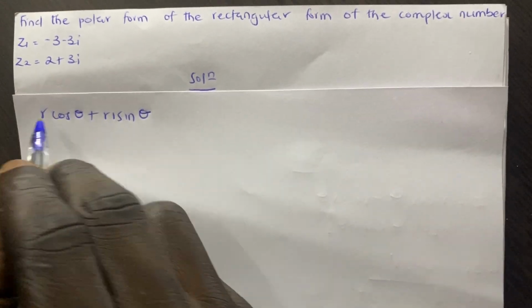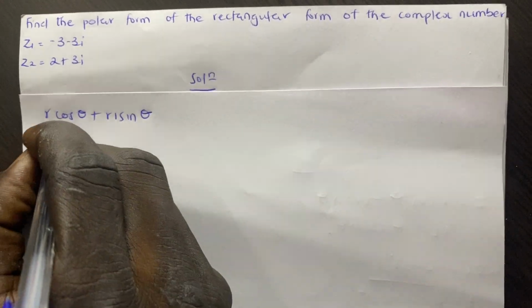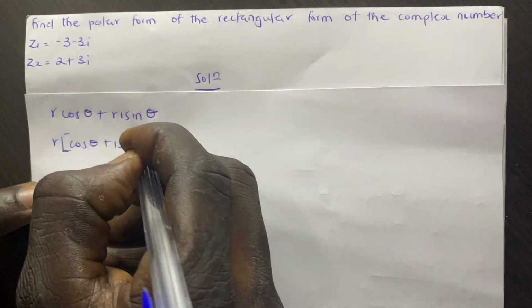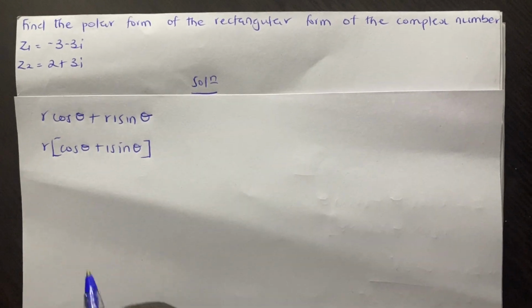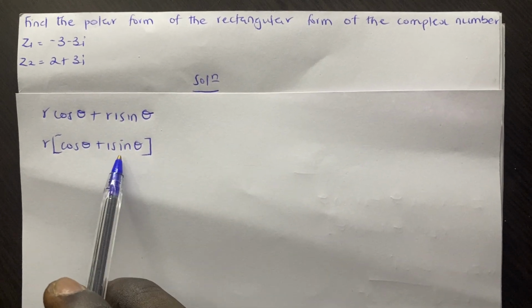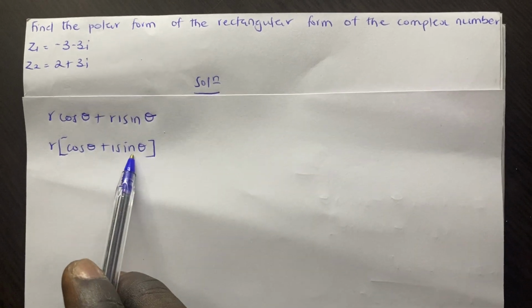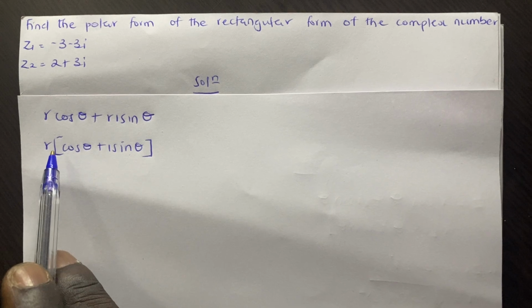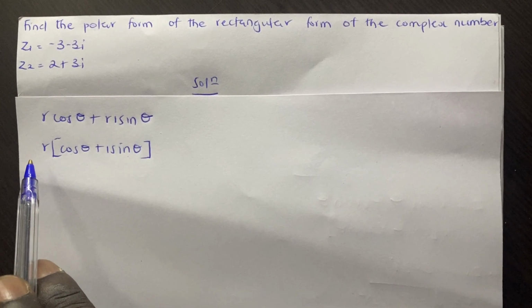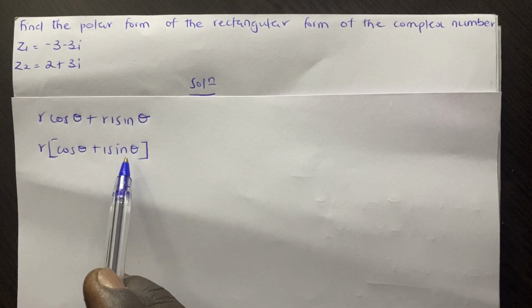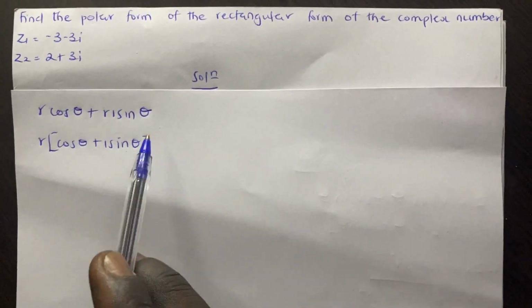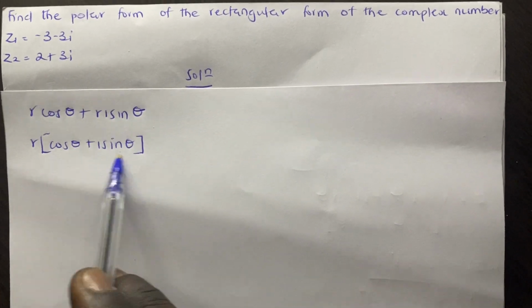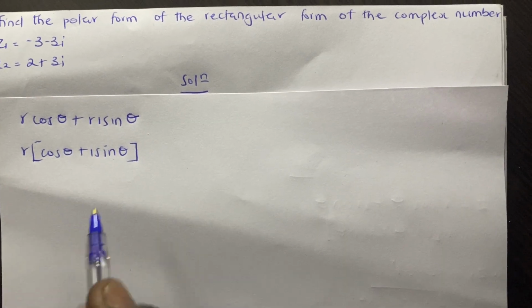Because r is common to both, you can just bring r out and into brackets cos theta plus i sine theta. Right. The only thing that is new here is the introduction of the cos and the sine, because when we were calculating modulus and argument, we found out how to calculate your modulus and how to calculate your argument. In the same way, when we want to change it to polar form, we just simply have to calculate our modulus, our argument, and then insert it into this function. So let's look at the first example.